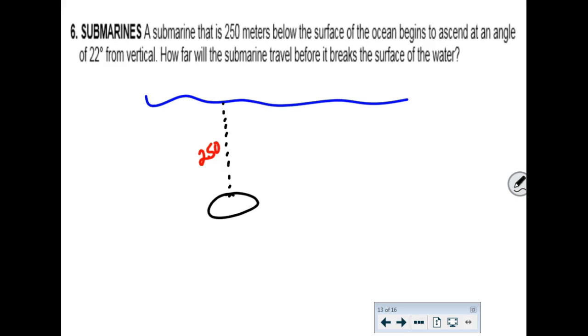But your sub's going to start approaching the water level. Going to go like that. And it's going to ascend at an angle of 22 degrees from vertical. So the angle measured off of the vertical.